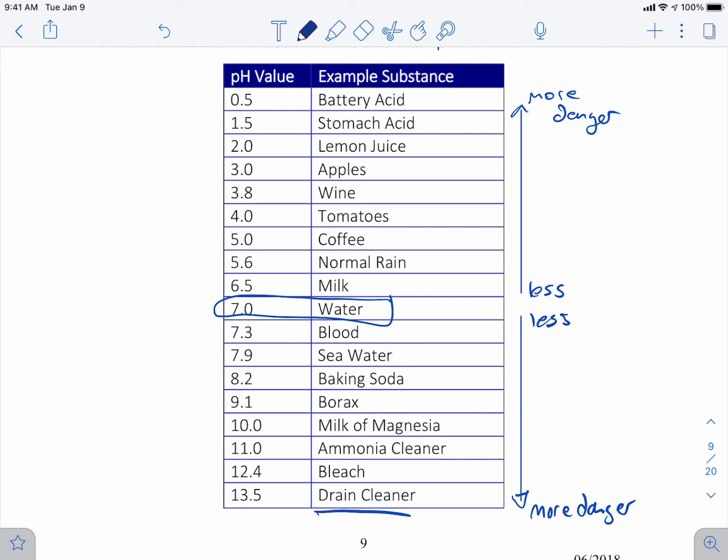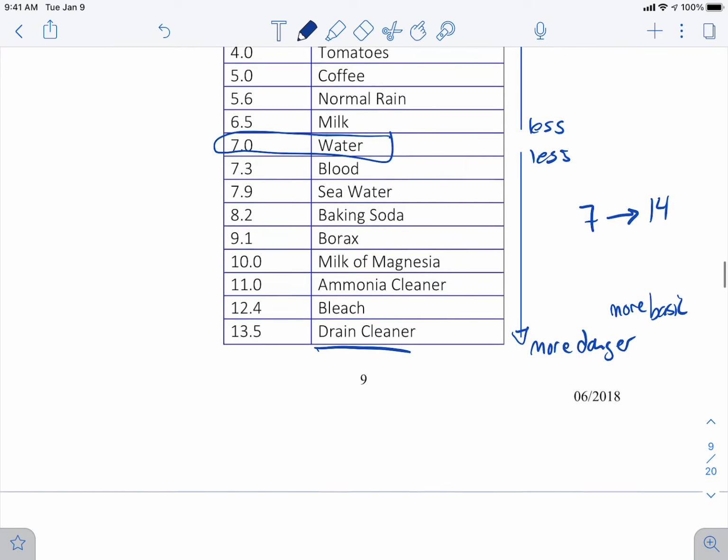So this is more danger or more acidic in this direction. And down here we have more basic. And so we say that bases are from above 7 all the way to 14, and acids are generally considered 1 to 7, or from 7 down to 1. In this case, we do see the example of battery acid, so on some scales you'll see, the scale will actually go to 0. 0 is actually an option in this case.